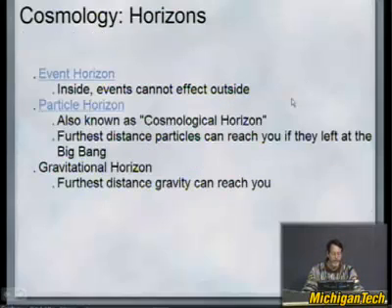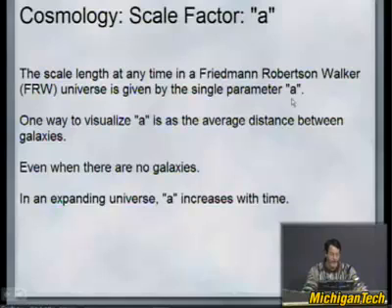There are also things called an event horizon, inside of which events cannot affect the outside. There's also something called the particle horizon, which is sometimes known as the cosmological horizon, which is the furthest distance that particles can reach you if they left at the Big Bang. I like to think of something called a gravitational horizon, which is the furthest distance that gravity can reach you. I've got a lot of slides here, so I'm going to press on.